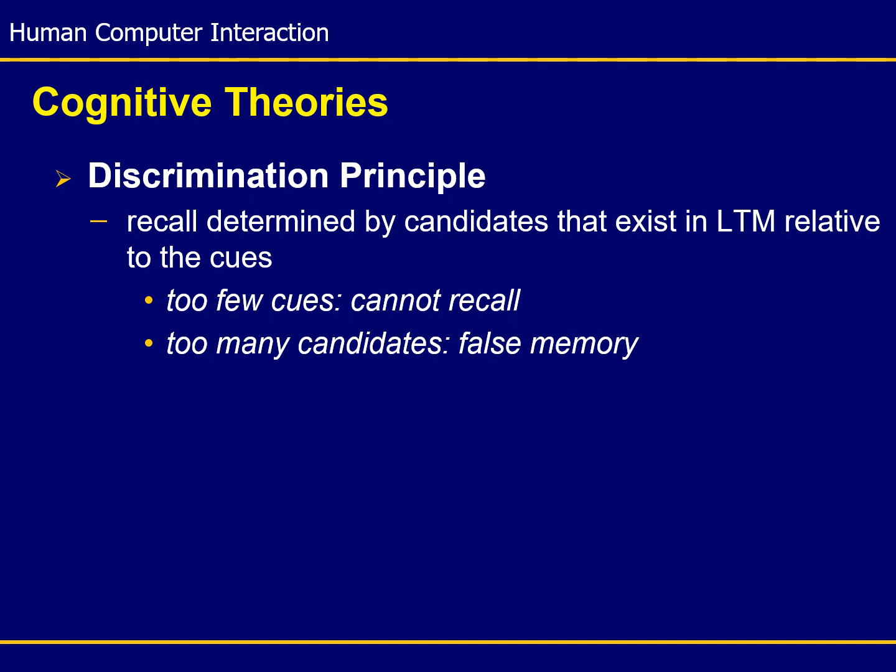Now there is another related principle which is called the discrimination principle. It says that recall is determined by the candidates that exist in long-term memory relative to the cues. So if you have too few cues, you cannot remember, and if you have too many cues or candidates, you will get false memory. Okay?